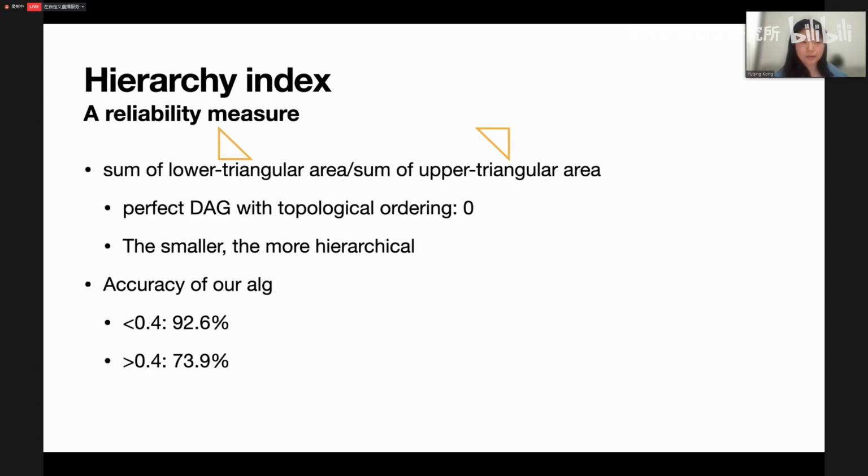And that is why we provide a measure of the hierarchy for the feedback we collect. We actually find that if the matrix is more hierarchical, our algorithm is more accurate. So basically, our method is applicable in scenarios where people do have a very clear hierarchy structure.